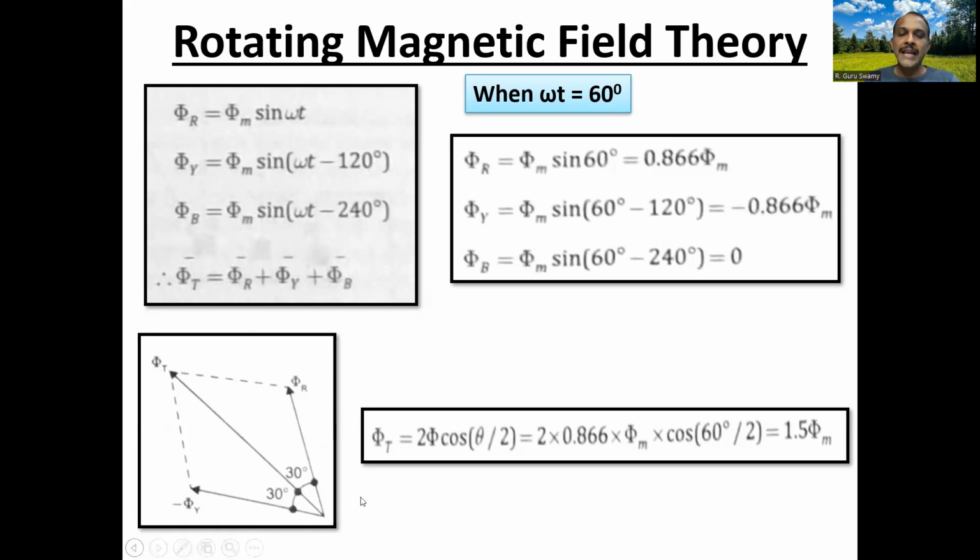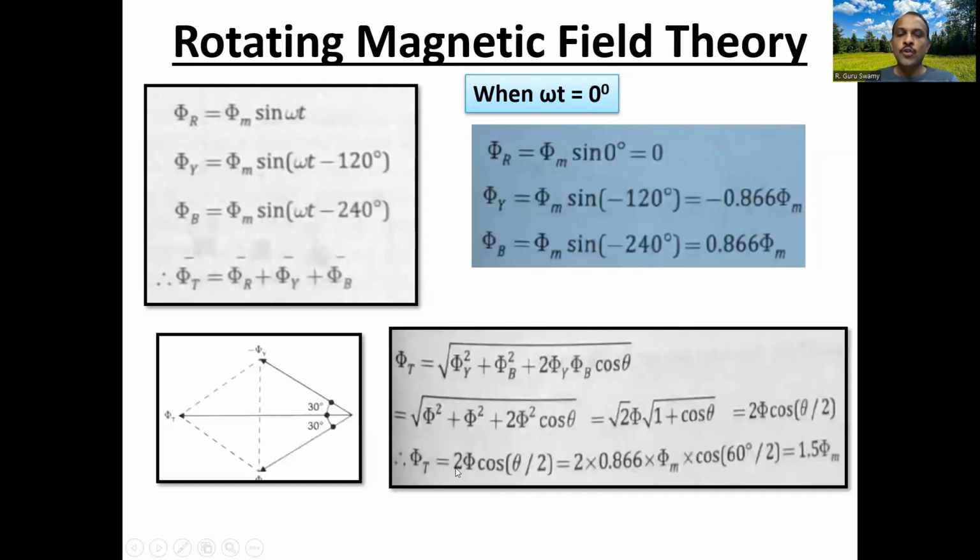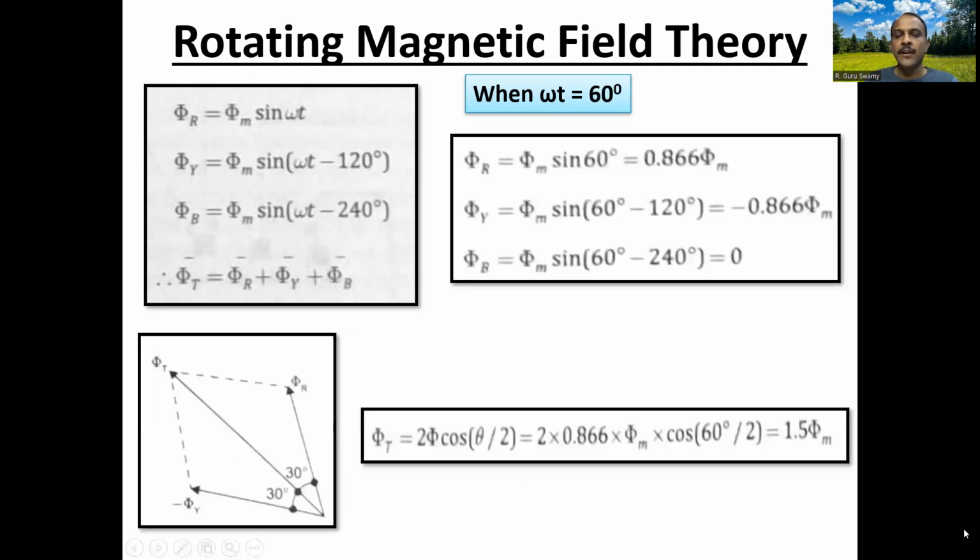Here you can see again phi t becomes the same formula which we have discussed before: 2 phi into cos theta by 2. Phi is again 0.866 times phi m, and theta becomes 60 degrees, cos 30 is 0.866. This 0.866 and 0.866 are multiplied with each other and become 3 by 4. But 2 is there in the numerator, so 2 into 3 by 4 becomes 3 by 2, which is 1.5 times phi m. Here also you get the value of 1.5 times phi m.